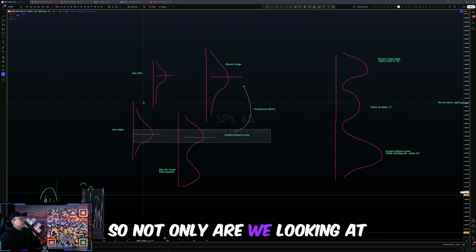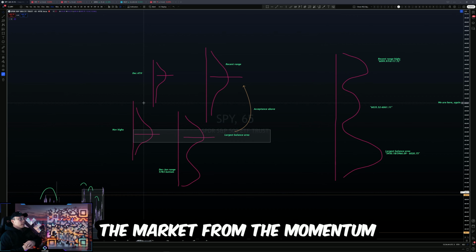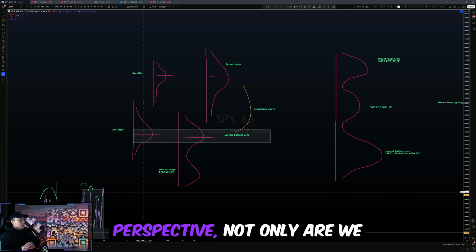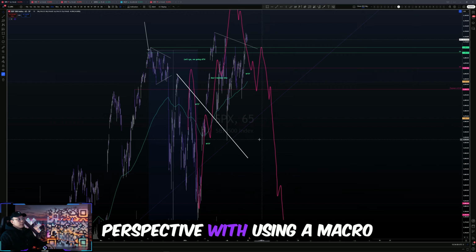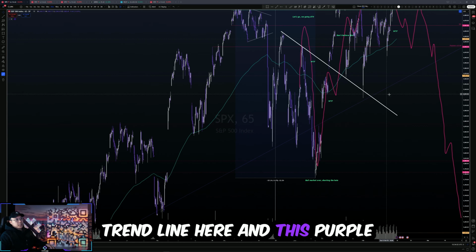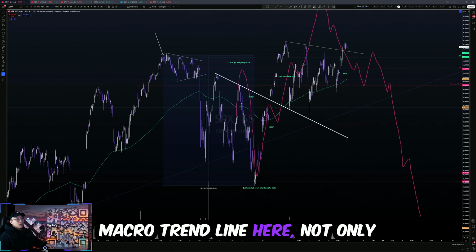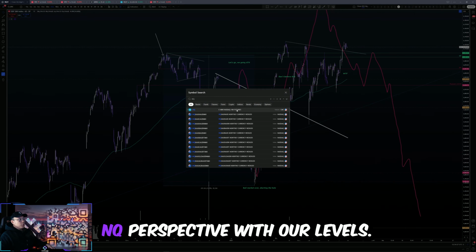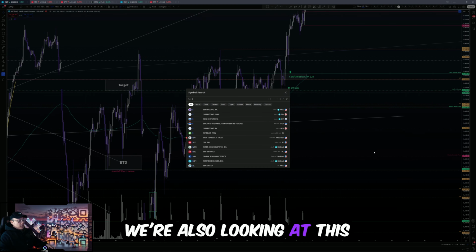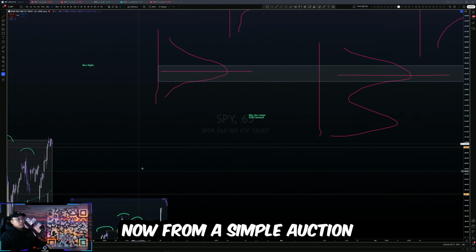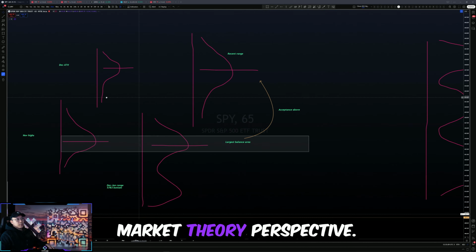So not only are we looking at the market from the momentum perspective, not only are we looking at it from a simple TA perspective using a macro trend line here and this purple macro trend line here, not only are we looking at it from the NQ perspective with our levels, we're also looking at this now from a simple auction market theory perspective.